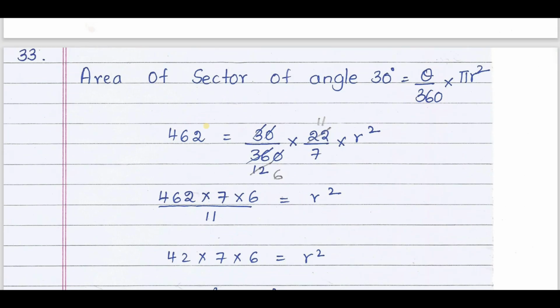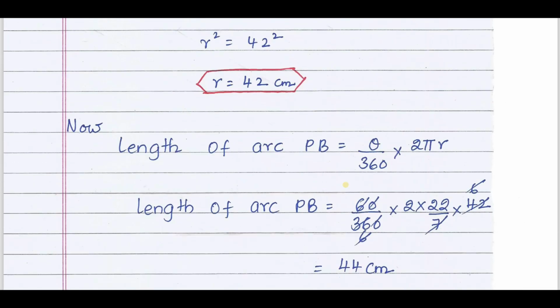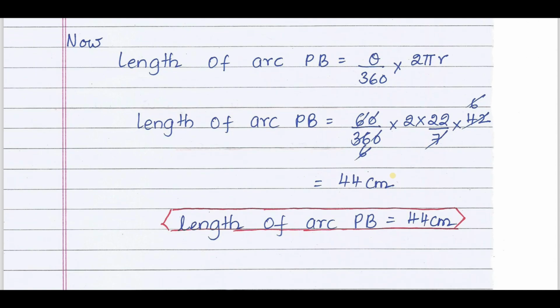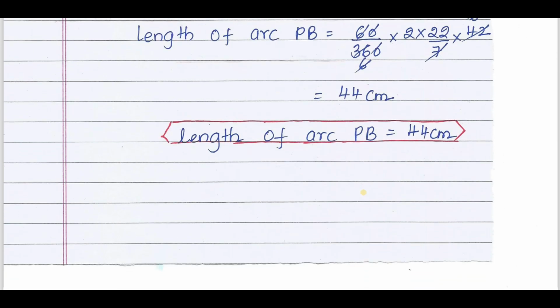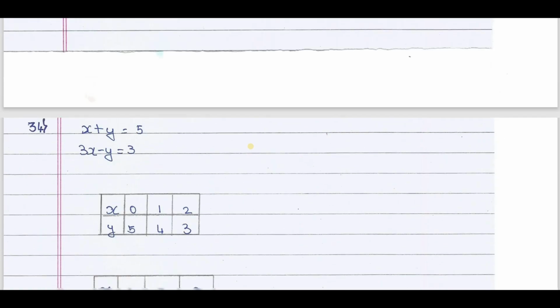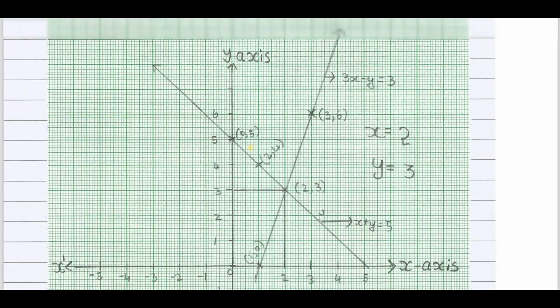Already they have given the area of the shaded region, 462. Using that, find out the arc. Then substitute the value to find the length of arc PB. We'll get the length of arc PB as what? 44 centimeters. Next, the 34th question, a graph question.